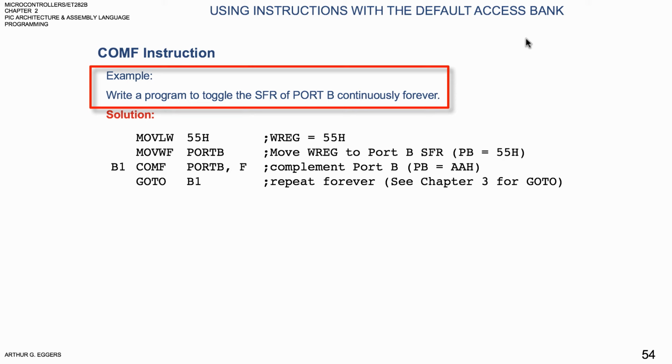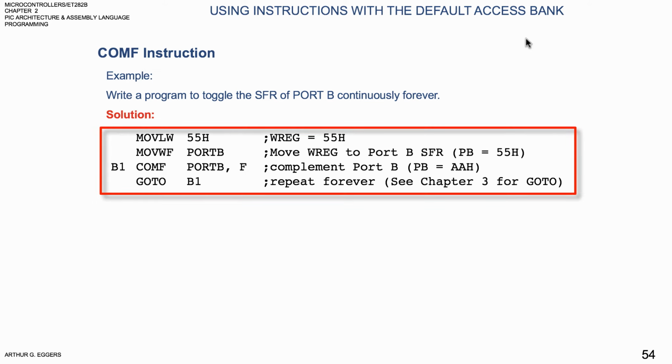Let's look at a simple example here. The example says write a program to toggle the SFR of port B continuously, i.e. forever. We're just going to make it do this loop over and over again. So just like we saw before, we're going to use the move literal W command. So we're going to put 55H in the working register. Again, we're going to move that value WF to port B. So we're moving the value from the working register to the register at port B.